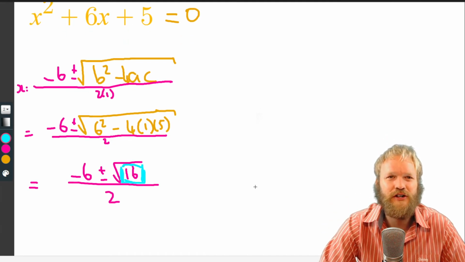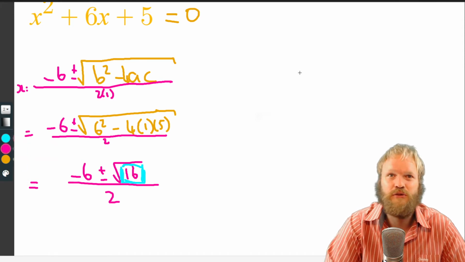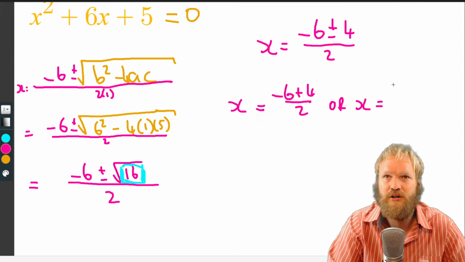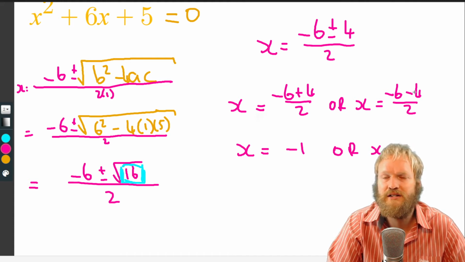So if we kept on solving this, our next line would go, x equals minus 6 plus or minus 4 over 2. So we'd have our two solutions. x equals minus 6 plus 4 over 2, or x equals minus 6 minus 4 over 2. So x equals minus 2 over 2, which is minus 1, or x equals minus 10 over 2, which gives us minus 5.